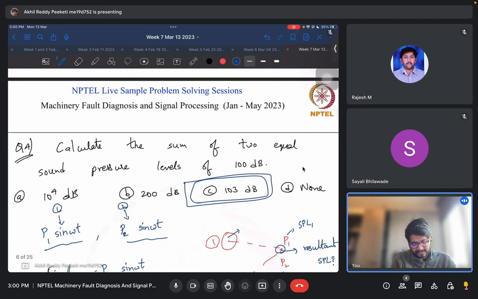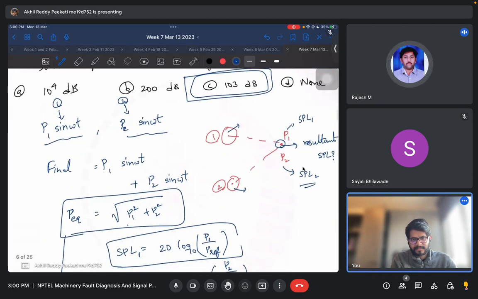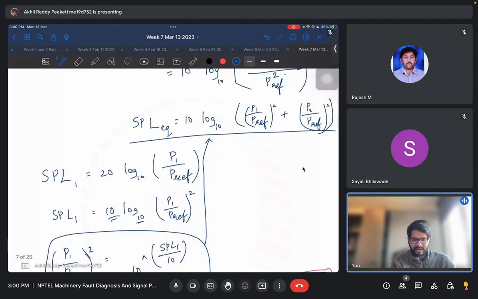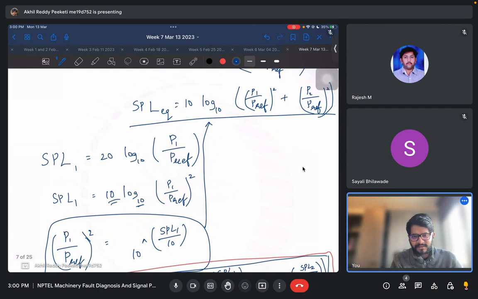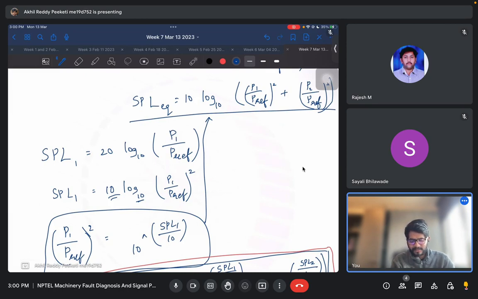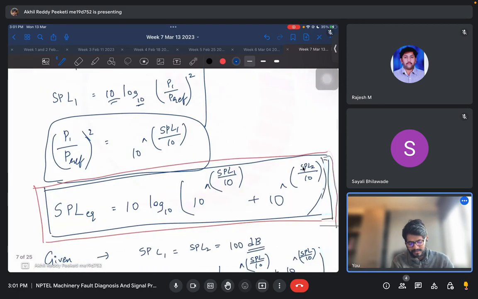Okay, is this clear, Rajesh? Why is it not the direct sum and not 200? You basically add the pressures, and correspondingly you get the equivalent pressure in terms of the individual pressures. Based on the pressure and SPL relation, we can derive what the equivalent SPL should be, and then we substitute P1 and P2 in the equivalent pressure to get SPL equivalent in terms of P1 and P2. Because we are directly given the SPLs of the individual elements, it's better if the final form is in terms of SPL itself. So we again substitute back P1 by Pref in terms of SPL, which gives us this equation.